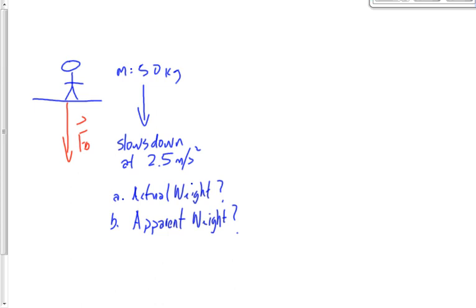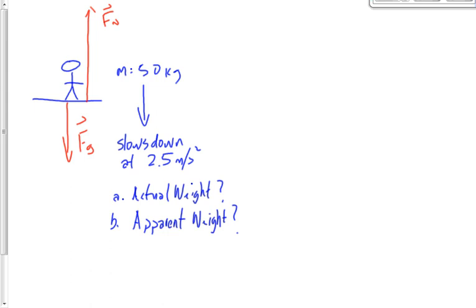Can anybody tell me how big I should make that normal force? Smaller or bigger than the force of gravity acting down? Yep. Why bigger? Good. If she's moving downward but slowing down, then the upward force must be bigger than the downward force. So normal force is going to be larger, got to be longer. Good.